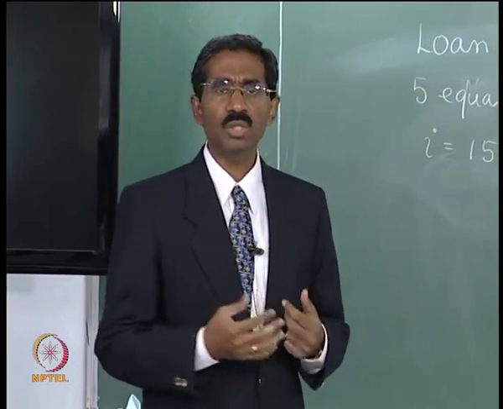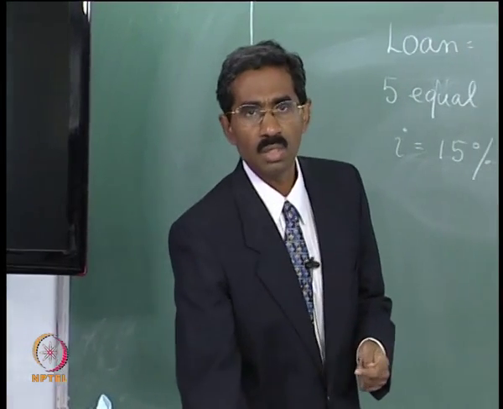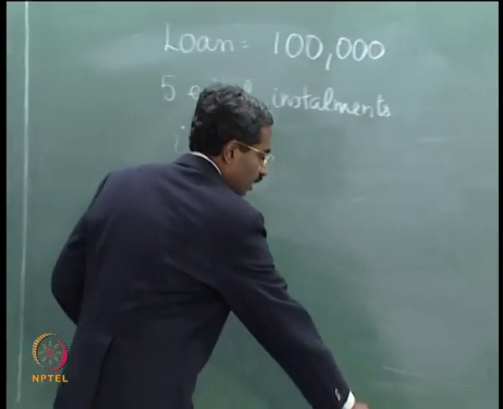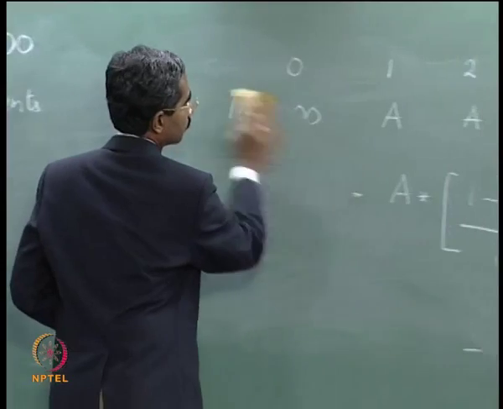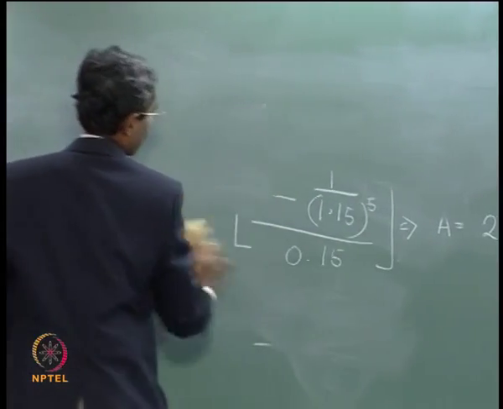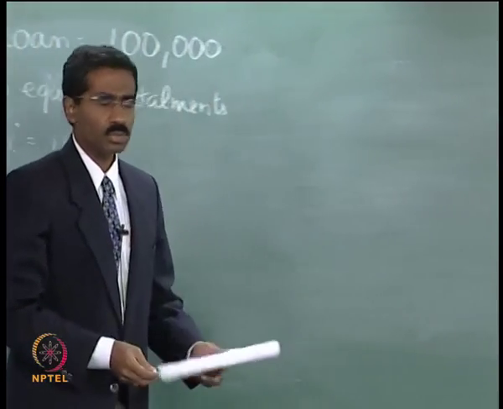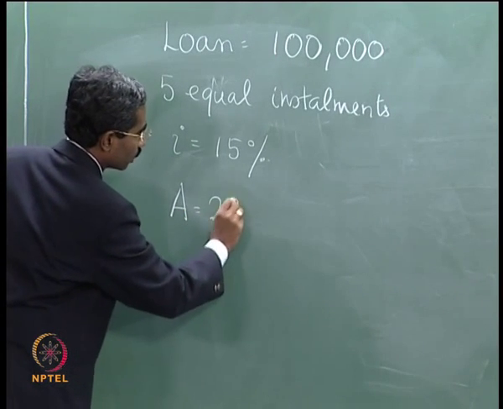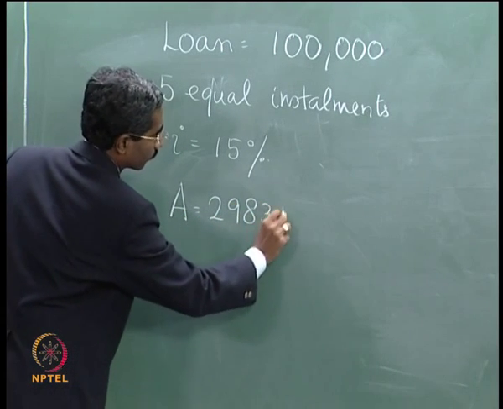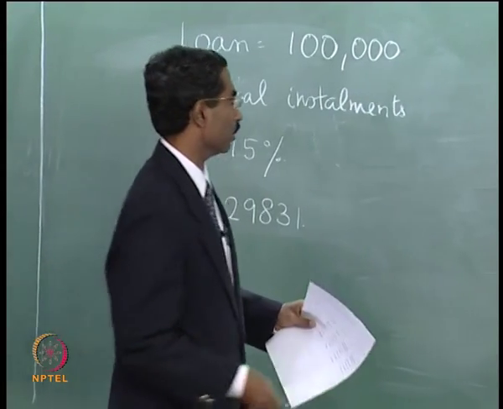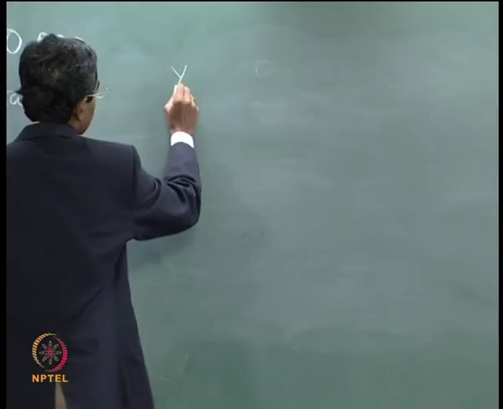Now how can we actually use this information to determine some of the other aspects? So we can use this information to construct what is known as your amortization table. So we will construct what is called an amortization table, which will be something like this.